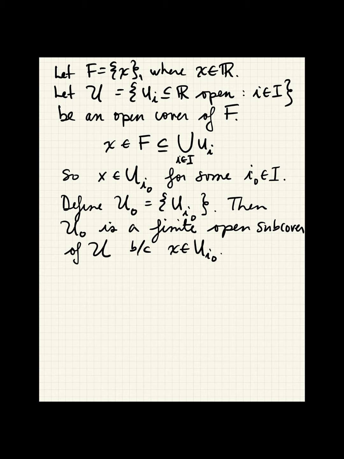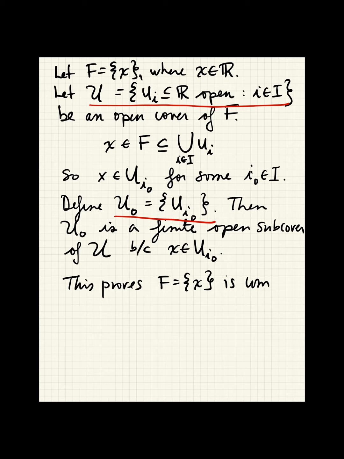So what does this show? This shows that given any open cover, we can find a finite subcover. So given any open cover of this singleton set, we can find a finite open subcover of that singleton set. So this proves any singleton set is compact. And that's pretty cool. That's a good thing to know. So let's do another example.